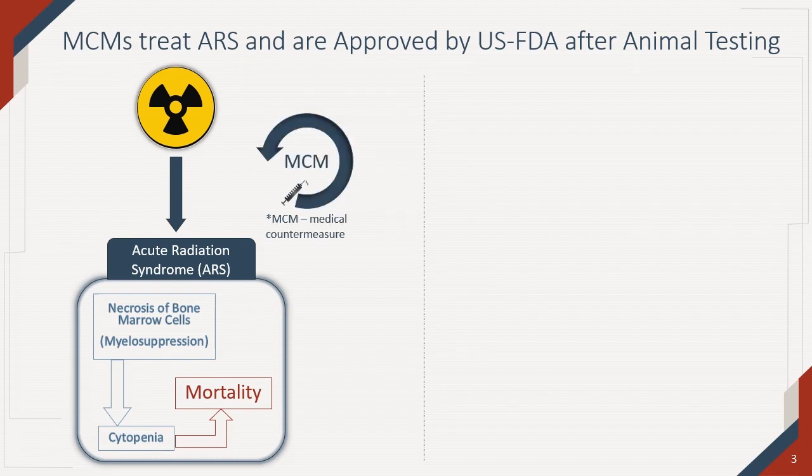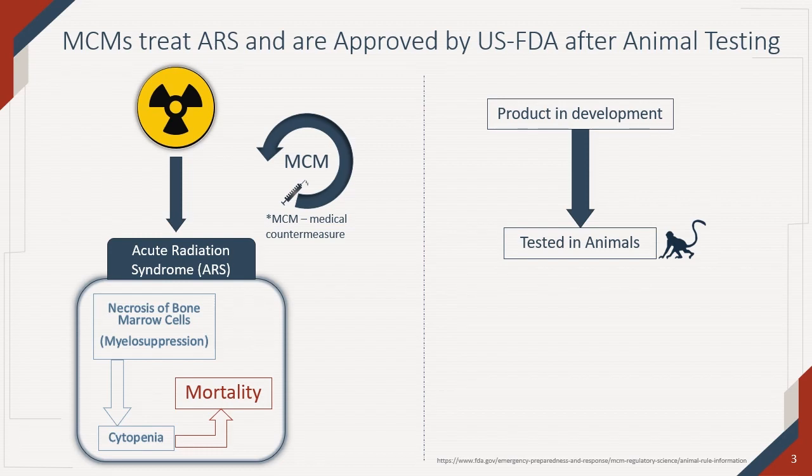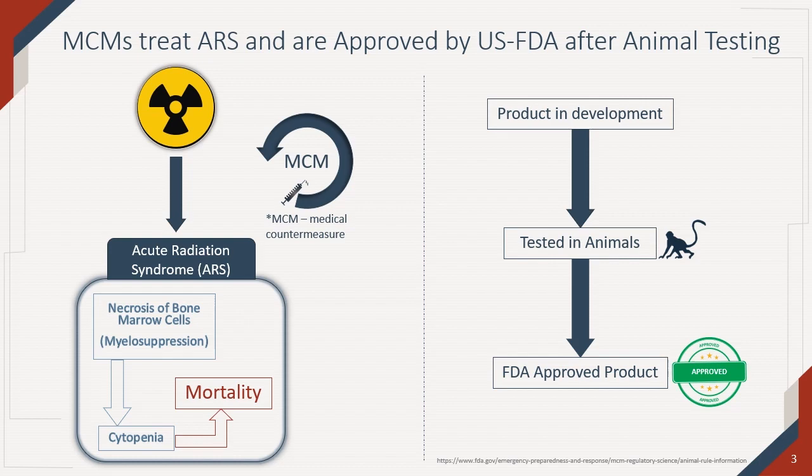On a high level, if a company has a lead product in development that they think can be a potential MCM, it is tested in animals for its effectiveness in treating ARS, usually by showing a significant decrease in mortality rate. These products cannot be tested in humans due to feasibility and ethical reasons. Once a product is shown to be effective in animals, it is then approved by the FDA as an MCM.